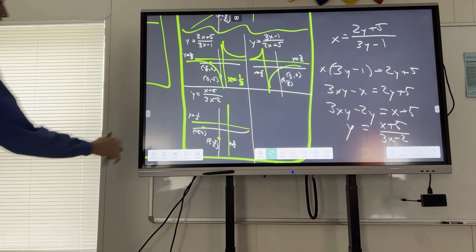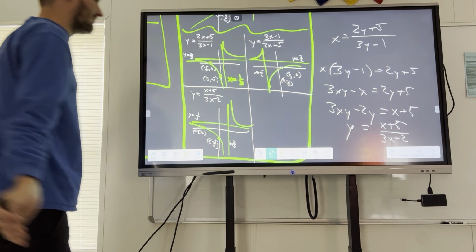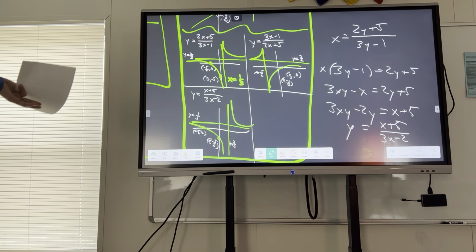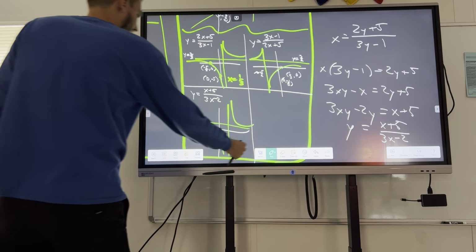Handwriting's getting worse and worse. There's my picture. And of course, do you notice the same numbers popping up? Yes. Okay.